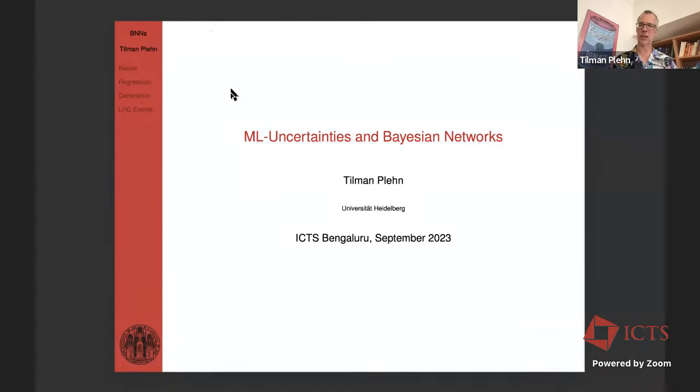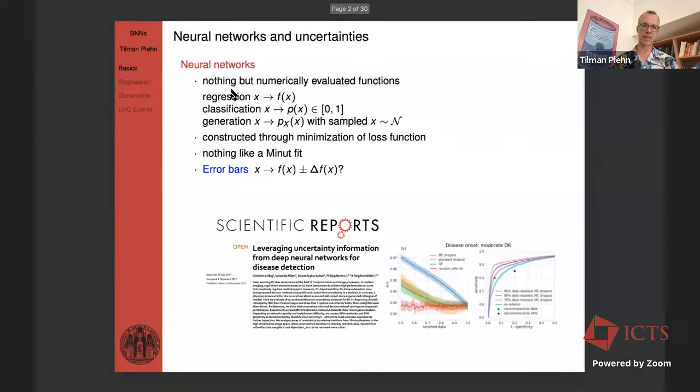So I'll briefly give you an introduction to Bayesian networks today. And that is starting from the general statement that, as we learned last time, and as you know, and you played with them and did your projects, neural networks are nothing but just functions, right? I mean, they're just a function of phase space and give you a number of some kind. And that's the same if it's a regression network or classification network or generative networks. These are all always numerically evaluated functions.